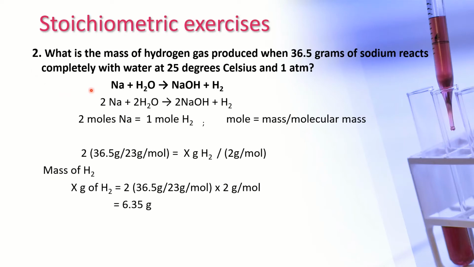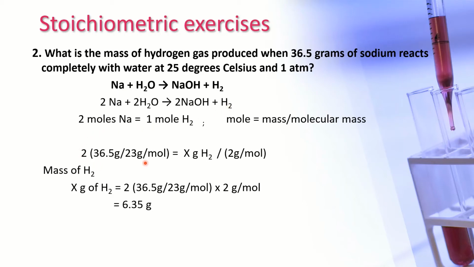So the reaction is sodium plus water will produce sodium hydroxide plus hydrogen gas. First, you have to balance the reaction. So the balanced reaction is 2 moles of sodium will react with 2 moles of water to produce 2 moles of sodium hydroxide plus 1 mole of hydrogen gas.